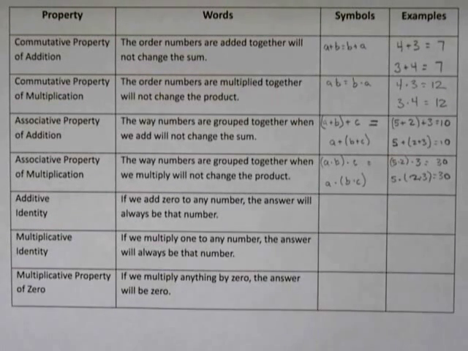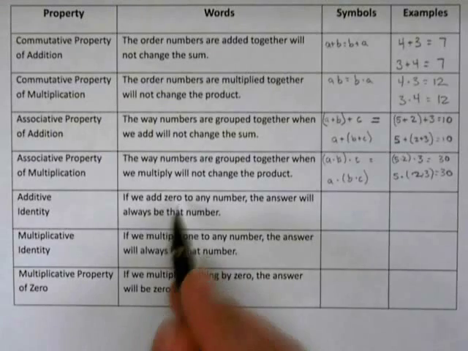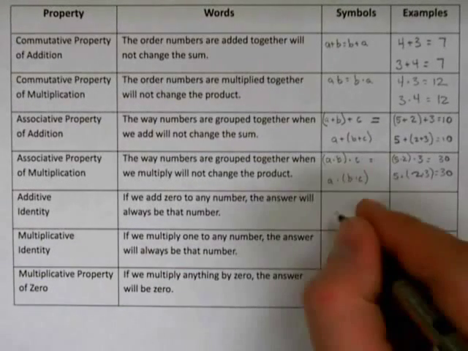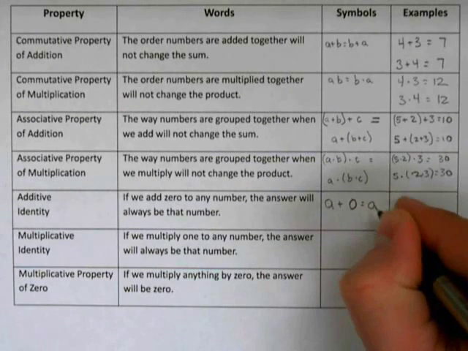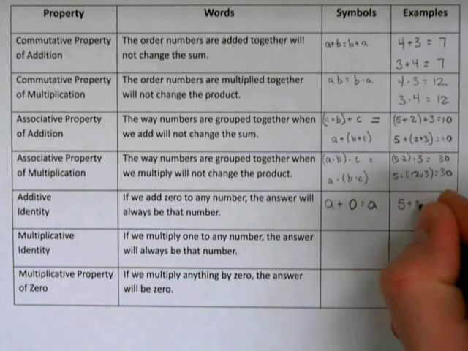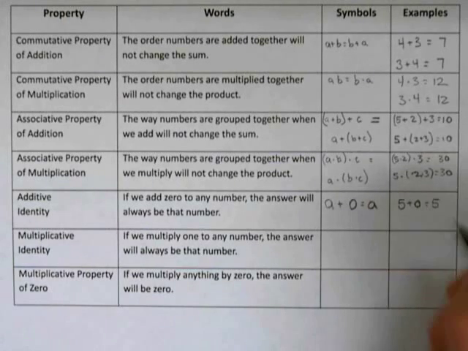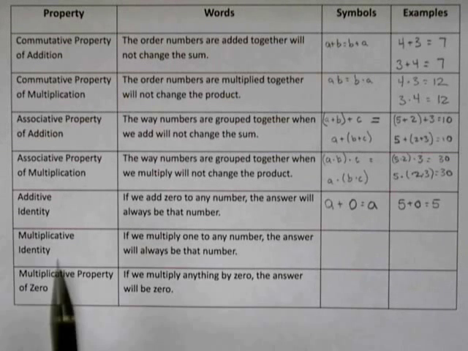So let's go on to the additive identity. And the additive identity essentially says that if we add 0 to any number, the answer will always be that number. So that's saying a plus 0 is going to equal a. All right? And so, for example, 5 plus 0 equals 5. So A stays the same no matter what. So if you add 0 to any number, the answer is always going to be that number, and that's called the additive identity.